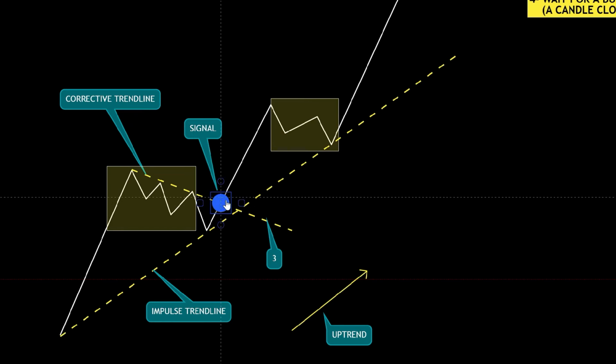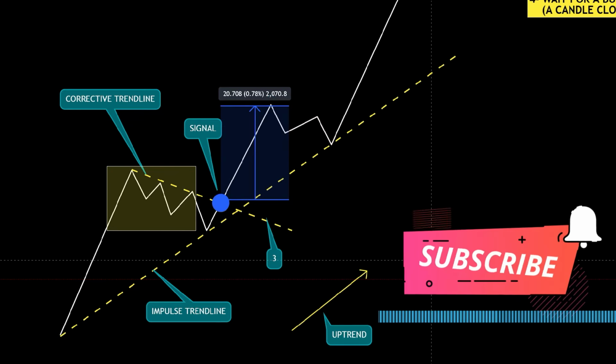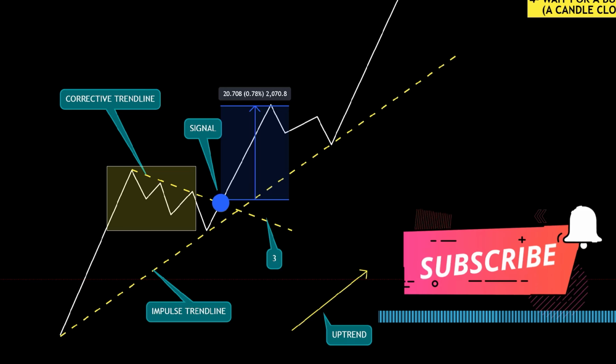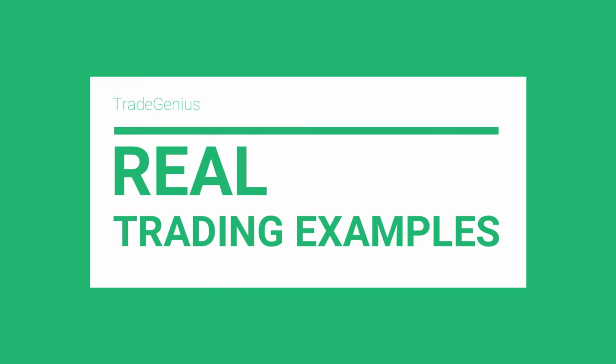Why is this strategy effective? Because it allows us to enter the market after a period of consolidation or pullback, just as the main trend is resuming. We're essentially waiting for the confirmation that the sellers have lost control before we enter a buy position. So let's dive into some real examples and refine how we use corrective trend lines for entries in an uptrend.